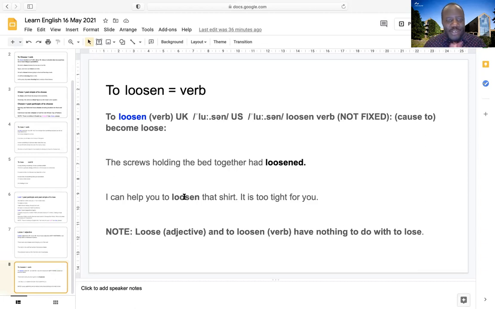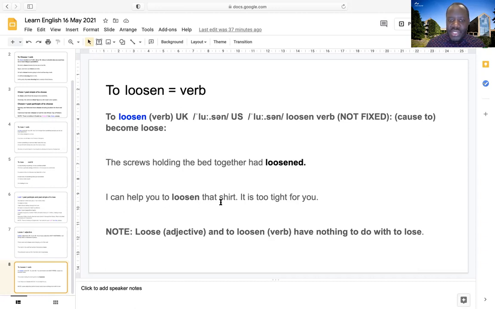Now we have come to this slide, to loosen. To loosen is connected to loose in the sense that it actually means to cause something to become loose or to make something become loose. The screws holding the bed together had loosened. You see, it has been used here in the past perfect. And we've used it with ed. The past participle is with ed, and the past simple is with ed.